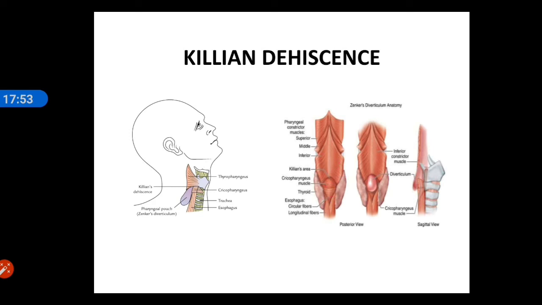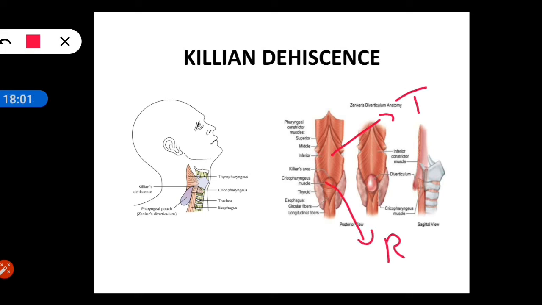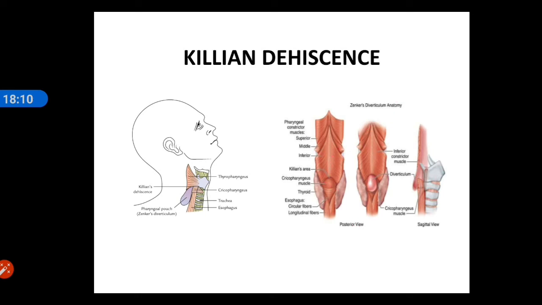Now usually what happens is during swallowing, when thyropharyngeus muscle contracts, the cricopharyngeal muscle must relax. But during some neuromuscular incoordination, both the thyropharyngeus and the cricopharyngeus will contract together. Therefore, the pressure inside is increased and it pushes the pharyngeal mucosa outwards.